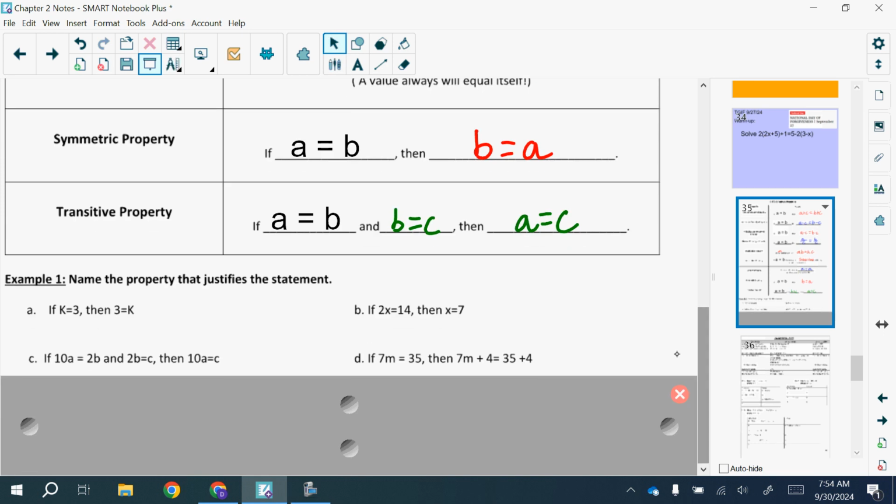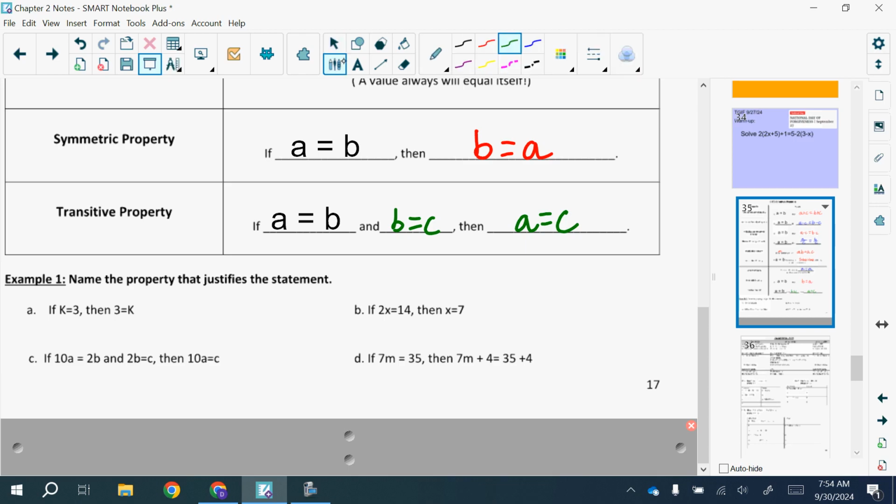So, for some examples, really quick, it says name the property that justifies the statement. K equals 3, then 3 equals K. This is symmetric property. If 2x equals 14, then x equals 7. Just imagine, what are you doing if you're trying to solve for x and you're given this statement? You would divide both sides by 2. The key word divide. So division, POE, property of equality.